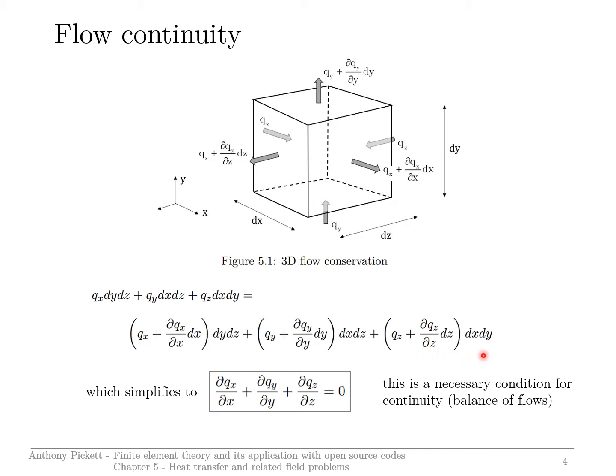If you cancel out terms, remove the areas, all these will cancel out. You end up with this expression here. And this is the equation for continuity or conservation. It's basically saying if there is a change in this value due to something taking place, then it has to be balanced by changes in these other values, such that the sum of them is equal to 0.